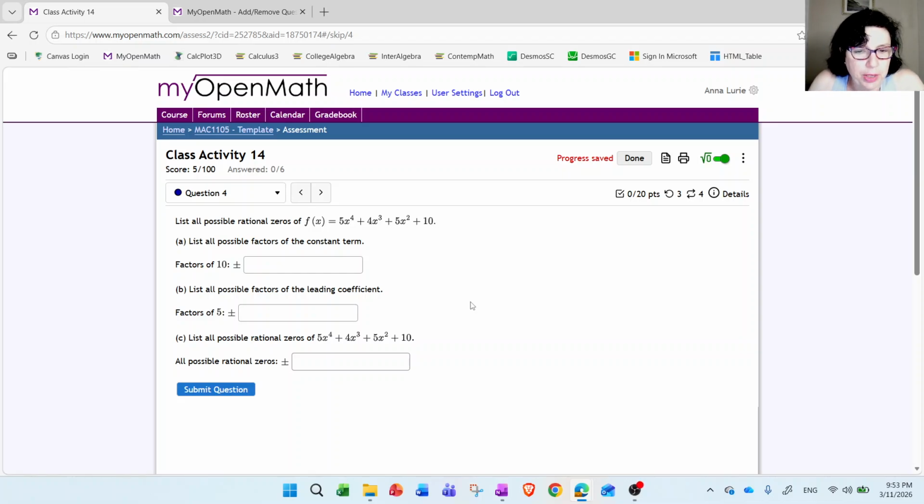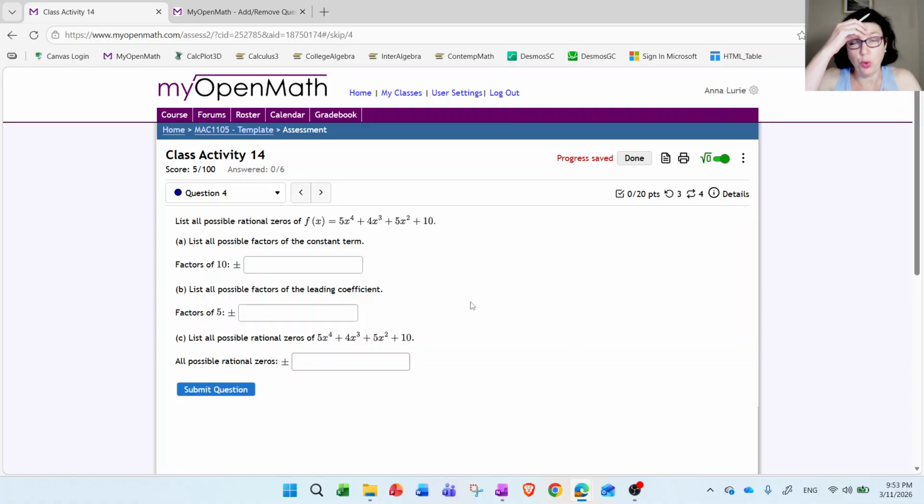All right, let's take a look at how to list all possible rational zeros of a polynomial. When we say all possible ones, this theorem is called the rational root or rational zeros theorem. It just says, okay, where should I look for roots?